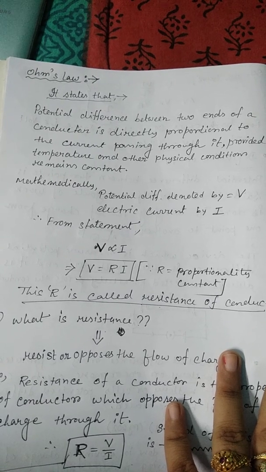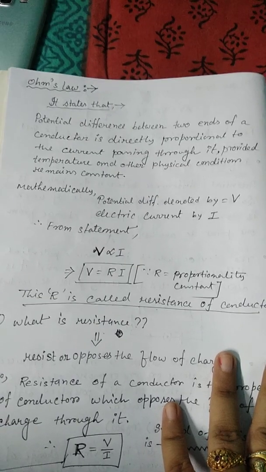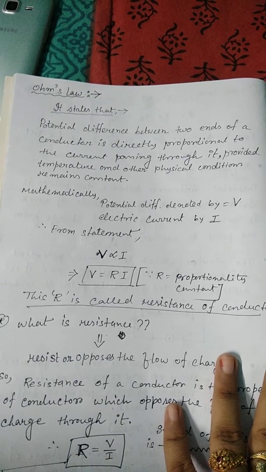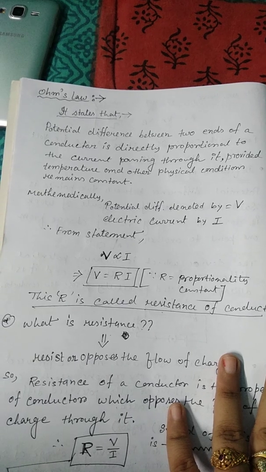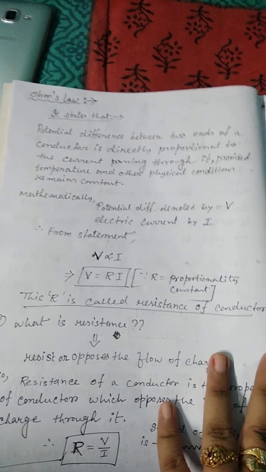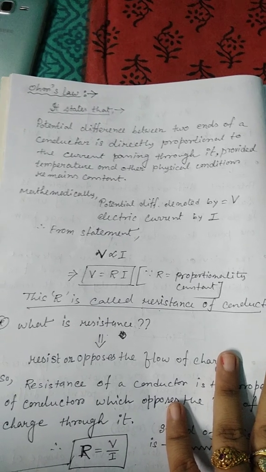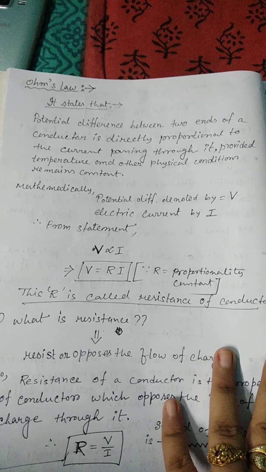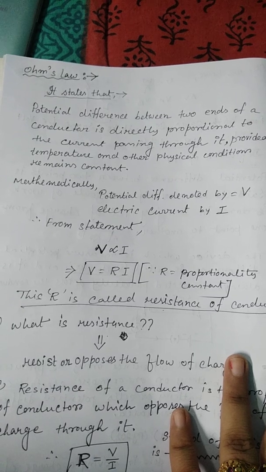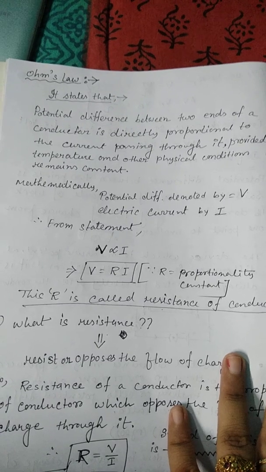And there is a condition. The condition is that temperature and other physical conditions, that means pressure, remain constant. If you don't write this proviso that temperature and other physical conditions remain constant, then the statement is incomplete. So once again, the statement: it states that the potential difference between two ends of a conductor is directly proportional to the current passing through it, provided temperature and other physical conditions remain constant.